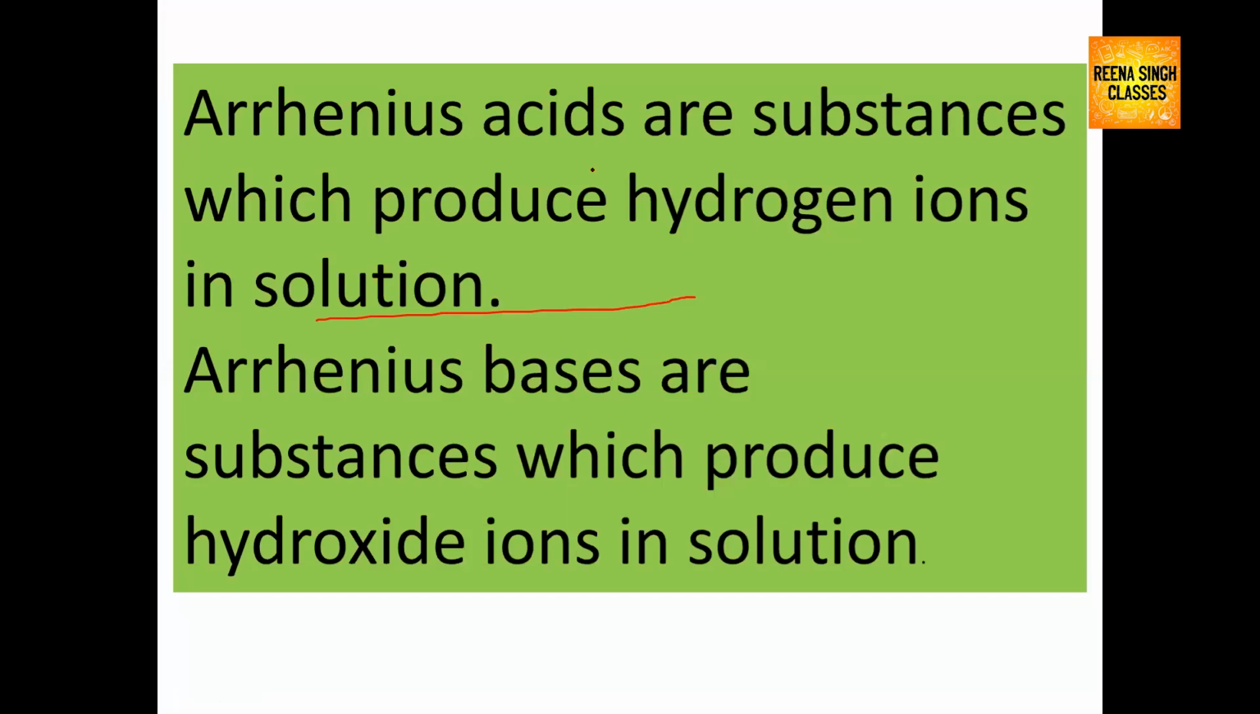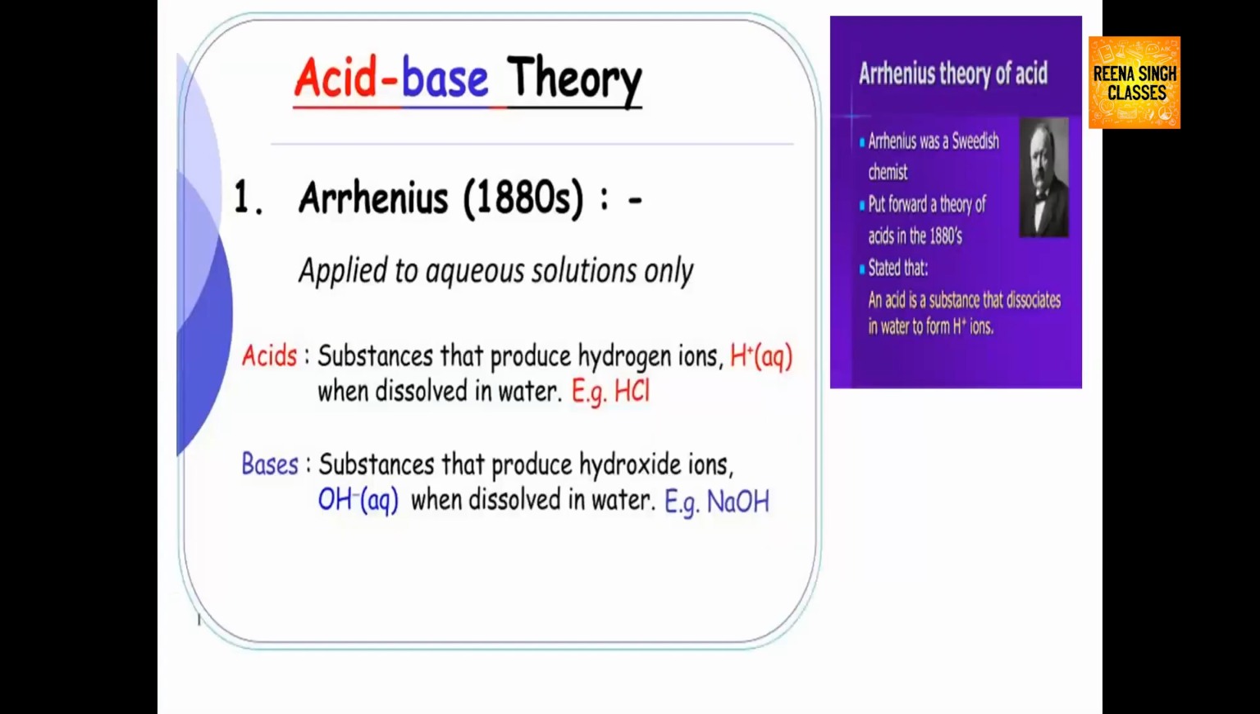Arrhenius acids are substances which produce hydrogen ions in solution. Arrhenius bases are substances which produce hydroxide ions in solution. This is the definition of Arrhenius acids and bases. It is applicable only to aqueous solutions, where water is the solvent.